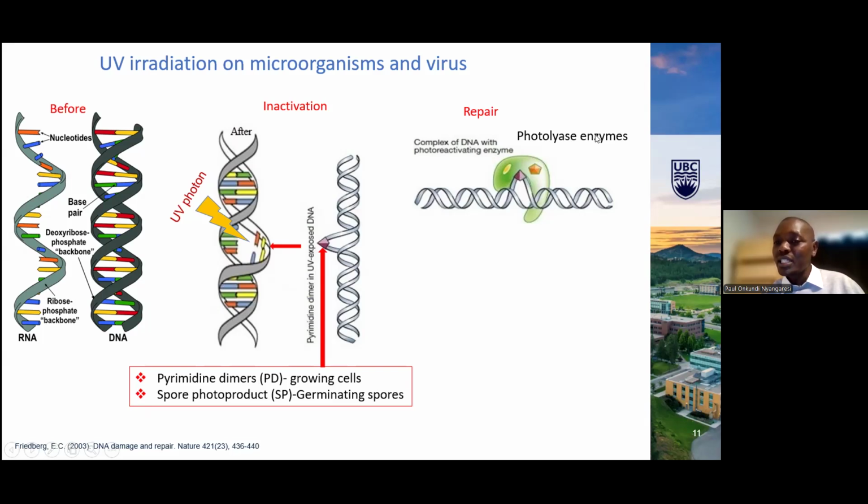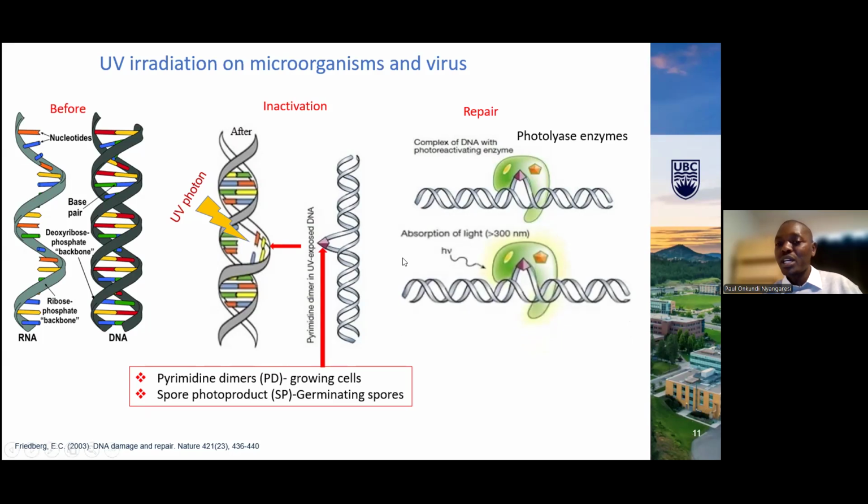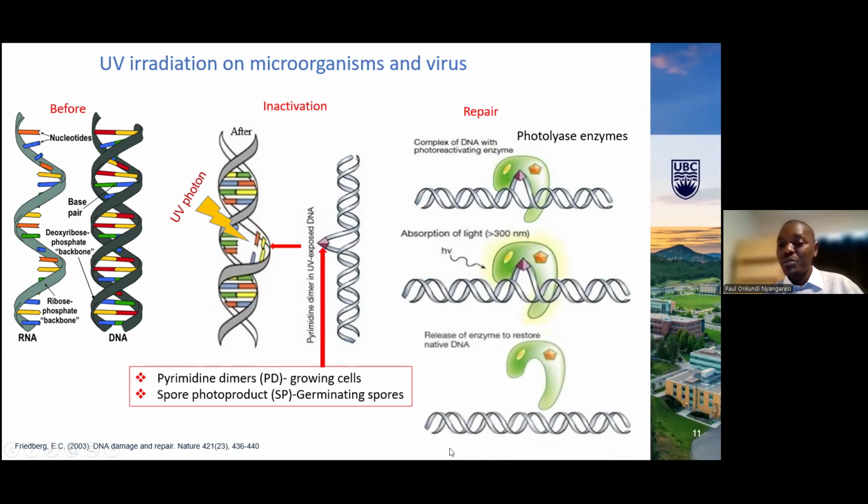For these enzymes to start to work, they must be activated by light, and that light should be more than 300 nanometers. When they surround that, they are able to remove the pyrimidine dimer, and the DNA is set free. Again, the microorganism goes back to normal and starts to perform its function. So this is one of the challenges that we need to understand: if UV exposes some microorganisms, they can repair themselves.